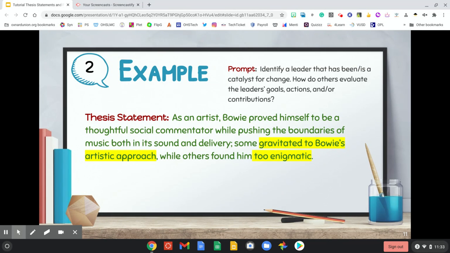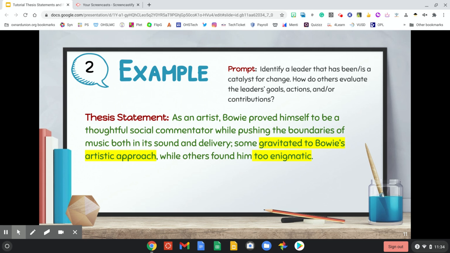And the goals, actions, and contributions in this one is him being a thoughtful social commentator and also pushing the boundaries of music in sound and delivery. Notice how all of it is in green, because even though there are two separate ideas here, the semicolon connects the whole entire sentence. But within this one thesis, the forecast still exists.